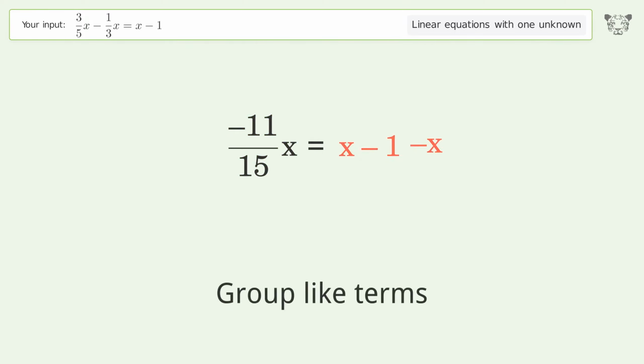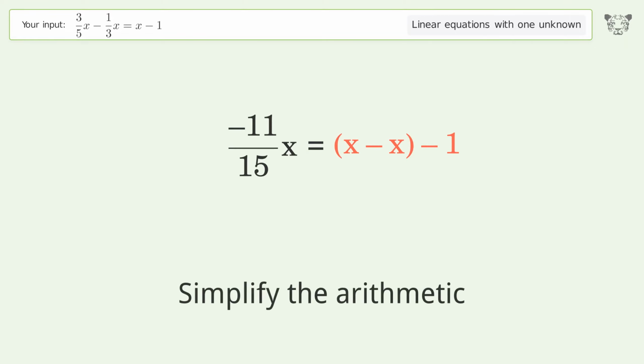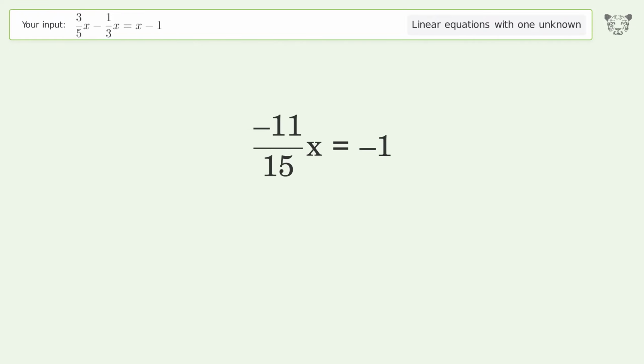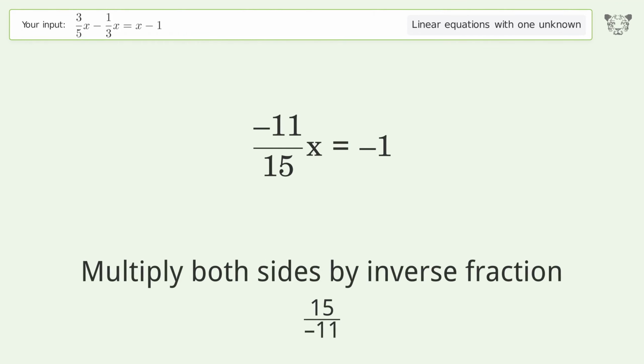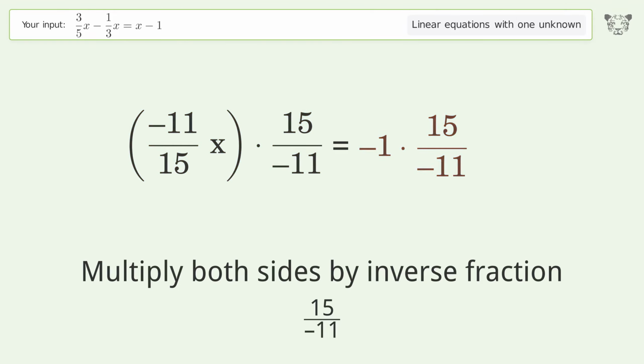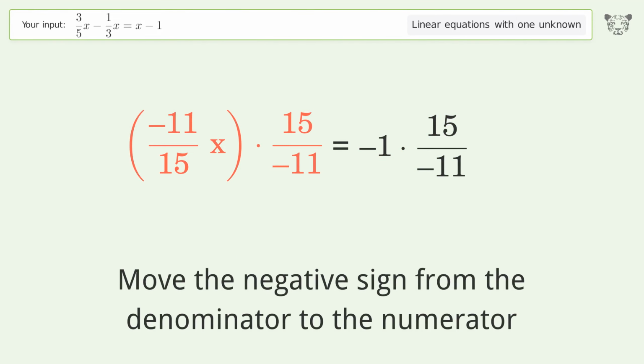Group like terms. Simplify the arithmetic. Isolate the x. Multiply both sides by inverse fraction 15 over negative 11. Move the negative sign from the denominator to the numerator.